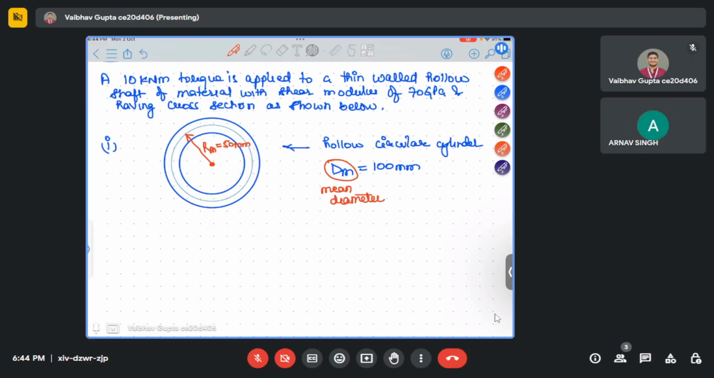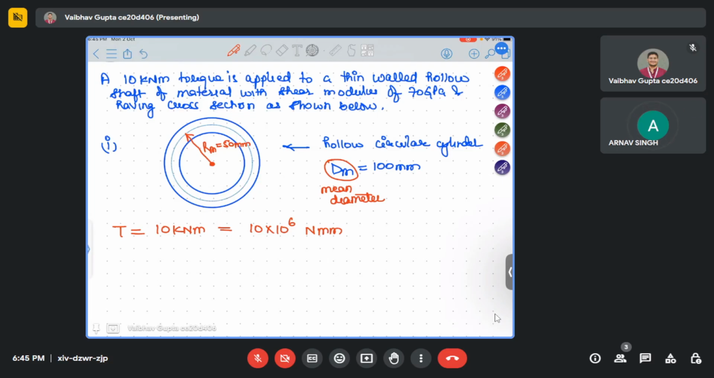I have just given you the question statement; I'll specify the problem details one by one. So this is the first section, the hollow circular cylinder thin wall section, whose mean diameter is given to us as 100 mm. Now we have to find the following things. The torque has also been given to us, which is equal to 10 kilonewton meter. We will work in mm and newton, so it will be 10 into 10 to the power 6 newton mm. Got it?